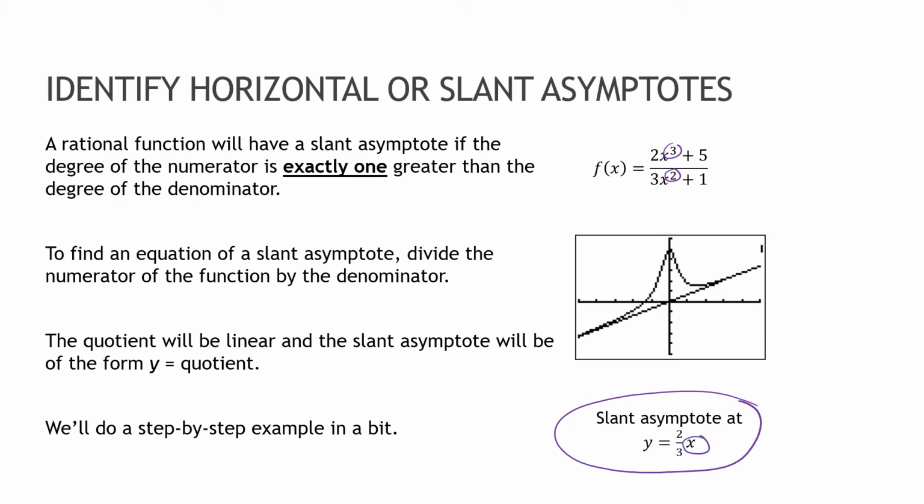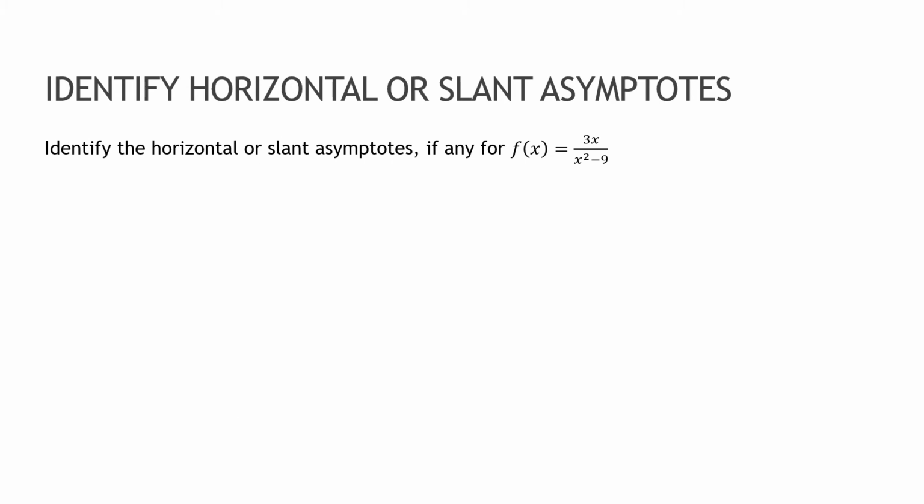Notice that's different than the y equals 2/3. 2/3 x means I've got a slope of 2/3 on this line right here. So let's do a step-by-step example together of how to find any of the asymptotes. This question asks for horizontal or slant, either or any, for this particular function.